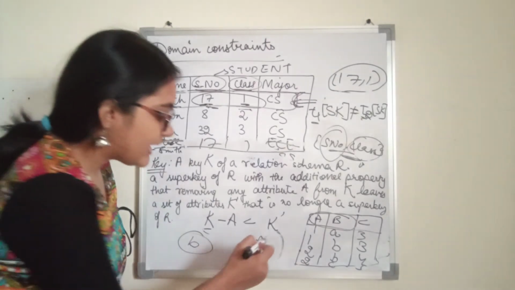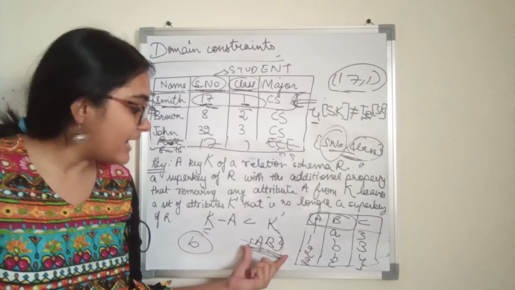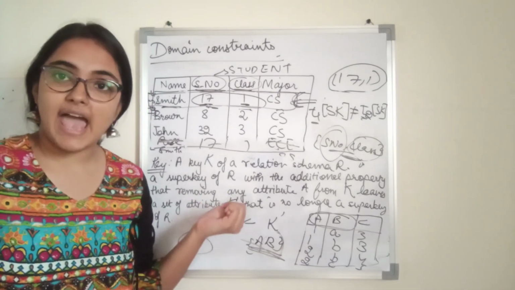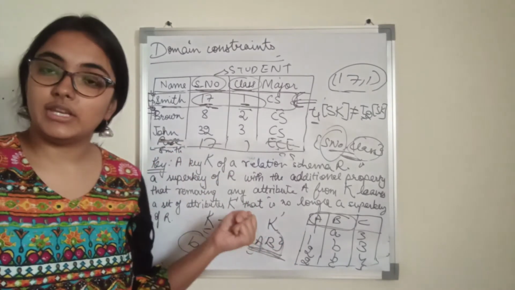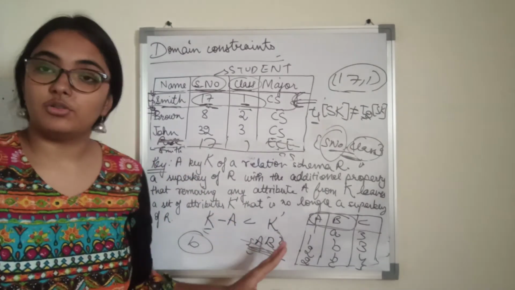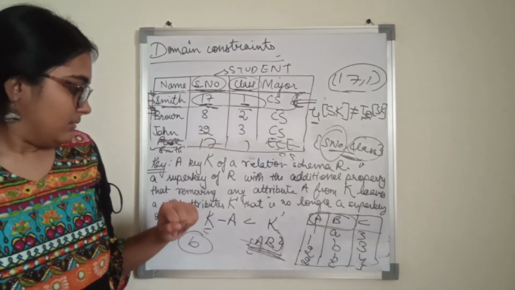Minimal means we cannot remove any attribute from this particular set. We cannot remove any attribute from the key and still have the super key property. That is, still be able to uniquely identify each tuple in a relation, right? So that is about the key. Key is a minimal super key. I hope you got it.